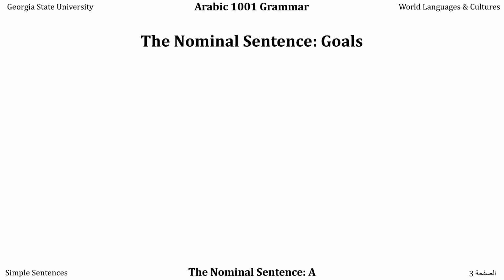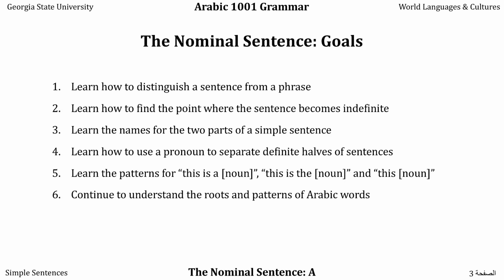This lesson has several goals: to learn how to distinguish a sentence from a phrase, which is difficult in Arabic because of the lack of capital letters, to learn how to find the point where the sentence becomes indefinite, to learn the names for the two parts of a simple sentence, to learn how to use a pronoun to separate definite halves of sentences, to learn the patterns for this is a noun, this is the noun, and this noun, and to continue to understand the roots and patterns of Arabic words.